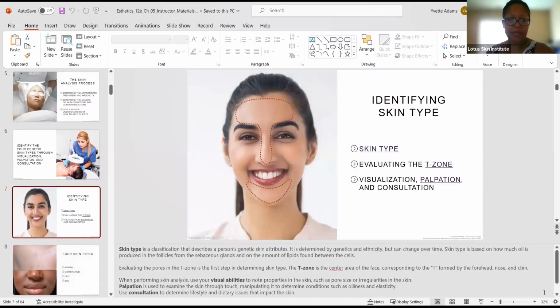Skin types. All right, so skin type is a classification that describes a person's genetic skin attributes. So it's determined by genetics and ethnicity, but it can change over time. Skin type is based on how much oil is produced in the follicles from the sebaceous glands and the amount of lipids found between the cells.